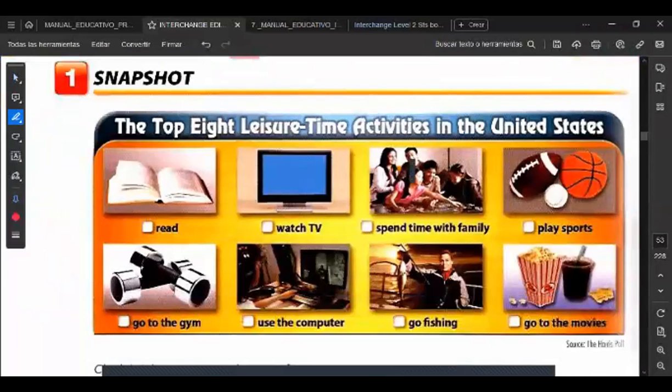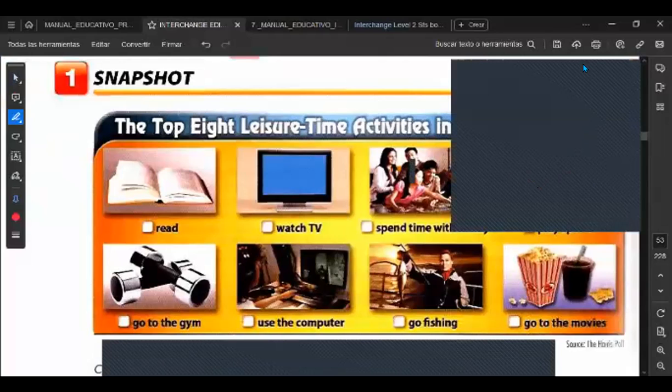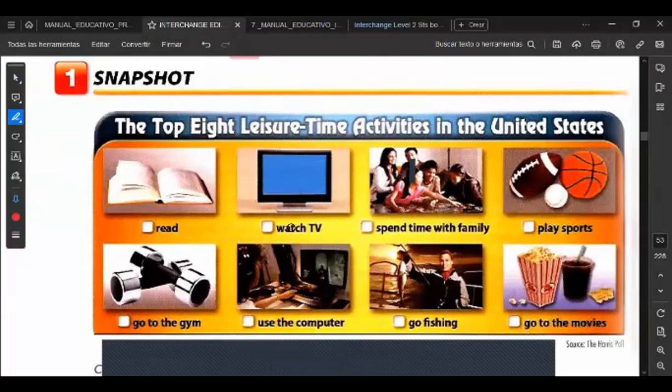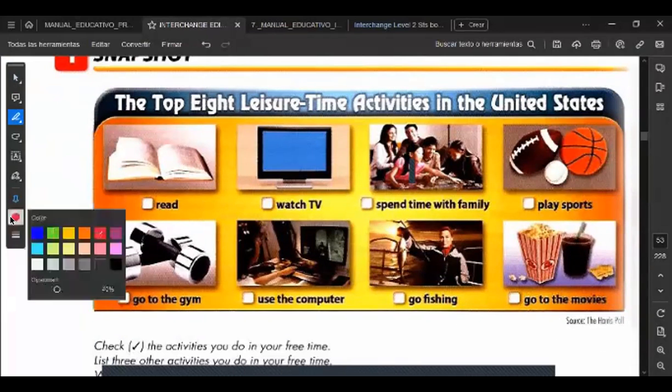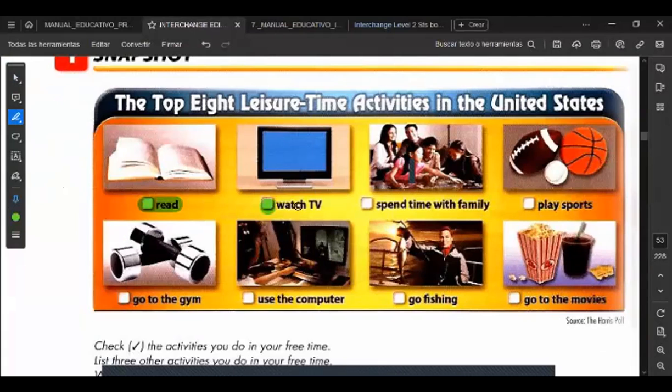Now, can you help me to read, please? Let's see. Saúl Alejandro Alvarado. Can you help me to read this vocabulary, please? Are you available, Saul? Yes. Okay. Read, watch TV, spend time with family, play sports, go to the gym, use the computer, go fishing, go to the movies. Ajá, go to the movies o go to the movies también, ¿verdad? Como está la T entre las dos vocales, go to the movies.